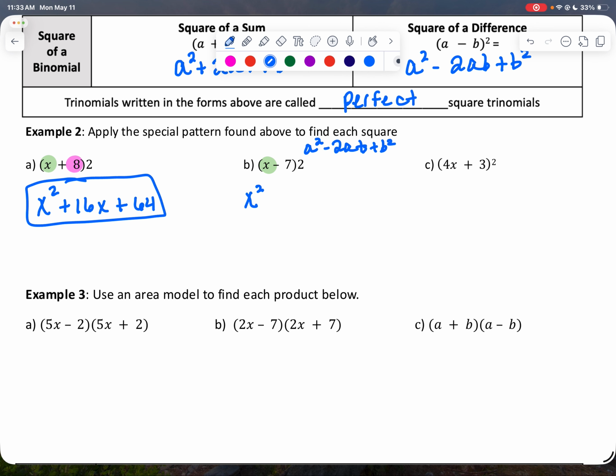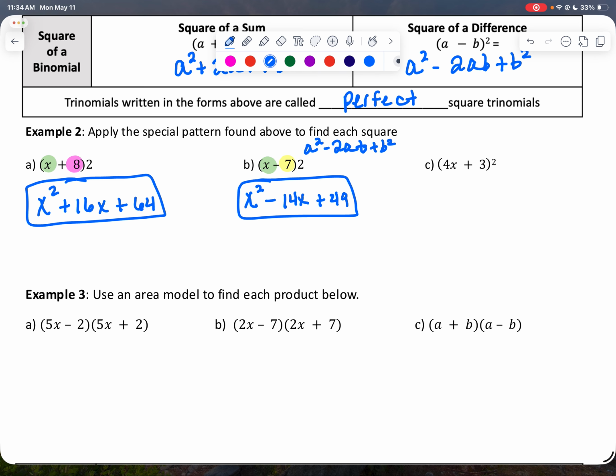So write that down. Now, to get your middle term, you're going to multiply x and 7 together. Just ignore the negative. X times 7 is 7x, and double it. So that's 14x. But because there's a minus in the parenthesis, we have to put a minus in front of the middle term. Now take your last term, 7, and square it. So 7 squared is positive 49.